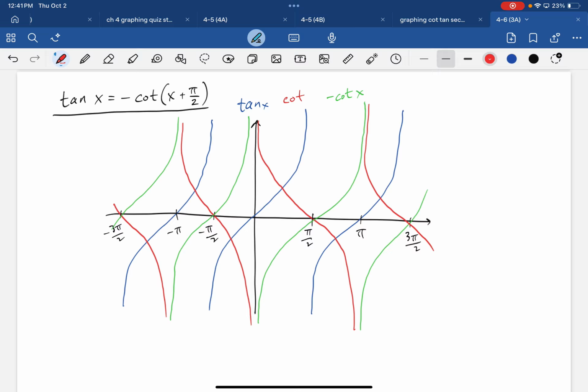Okay? And so you can see now that tangent x is just minus cotangent x, but shifted over by pi over 2 to the left or right. So either works. And so that's how we prove this identity graphically. And you need to be able to differentiate between tangent and cotangent.